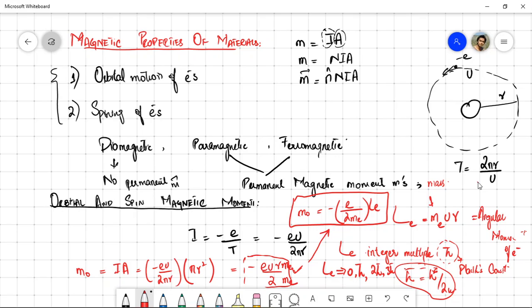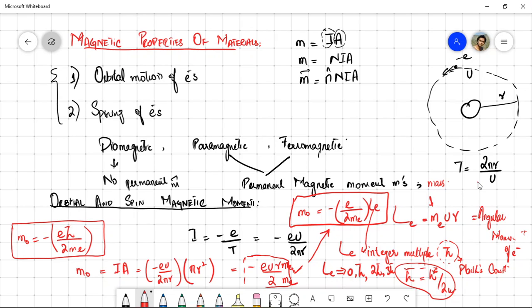Now we have written this magnetic moment in the form of angular momentum, and if we want to calculate the minimum value of this magnetic moment, we will put the value of LE to be this h-bar only. This is the minimum value. If it is not this, then the magnetic moment is going to be 0. So the minimum value of the orbital magnetic moment will be minus E h-bar divided by 2ME. This is the minimum magnetic moment for a single electron.